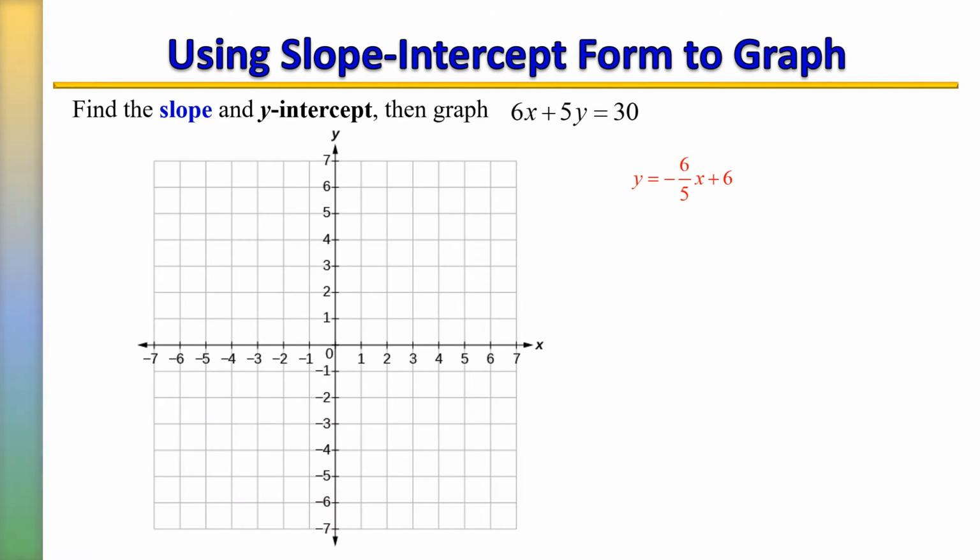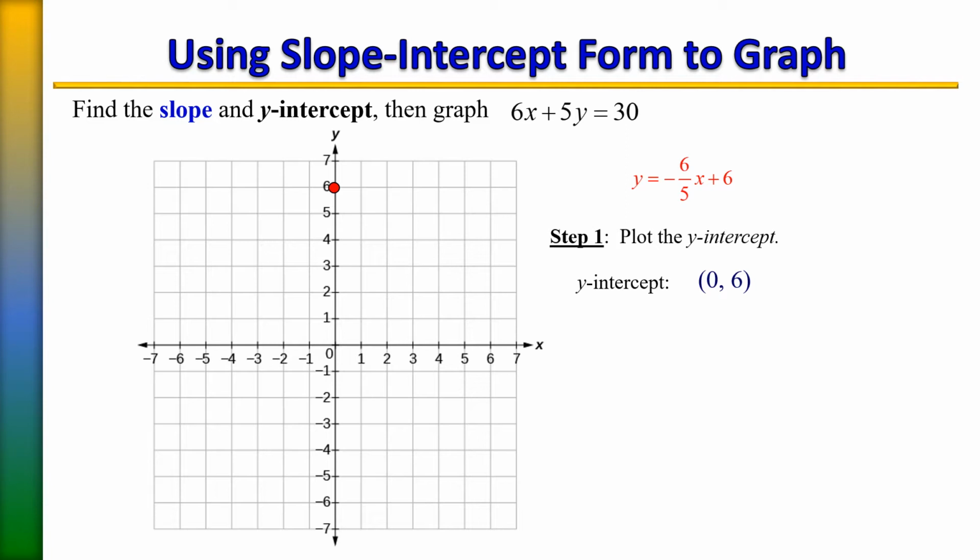So step one, once we have our line in slope-intercept form, is to plot your y-intercept, which, as we see, is 0, 6. So that would be 0 and up 6. Let's go ahead and plot that. There you go. Next, we're going to use our slope, which is negative 6/5, to rise and run to our next point on the line.